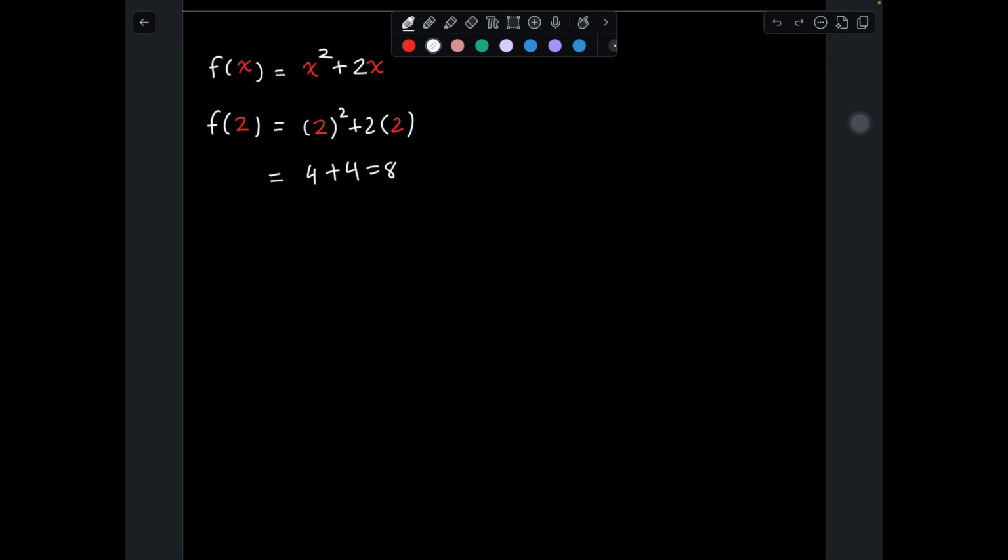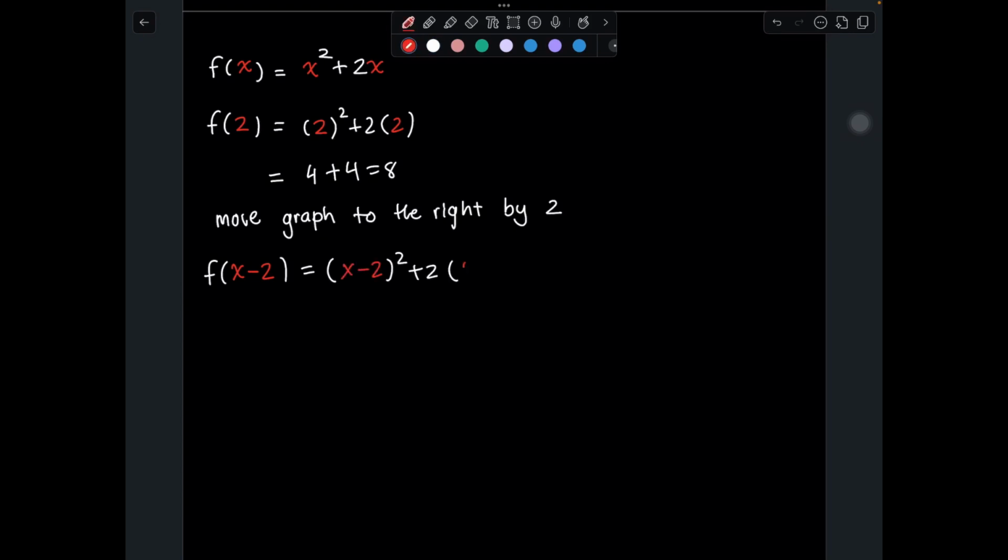So remember at the start how I said that if you wanted to move our graph, for example, to the right by 2, I hope you remember that I said you replace every single x value with x minus 2. So you can write that like this. And you'll get this. Okay, so you apply it the exact same way that I showed you before.